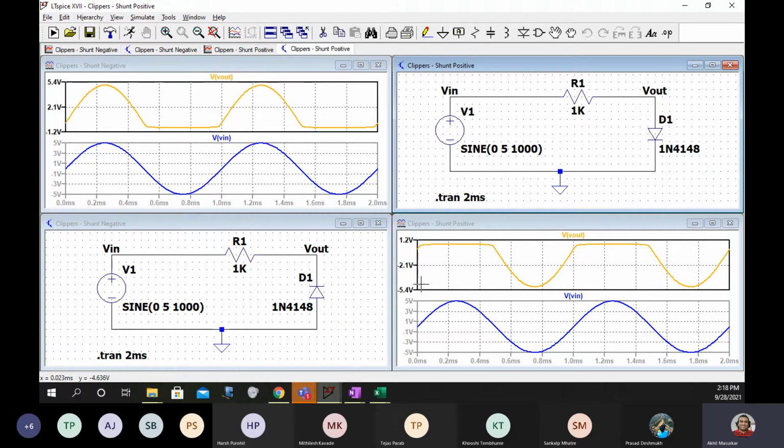Anyways, you do this circuit. This is your shunt negative clipper and shunt positive clipper. So the first one is shunt negative, this is shunt positive.